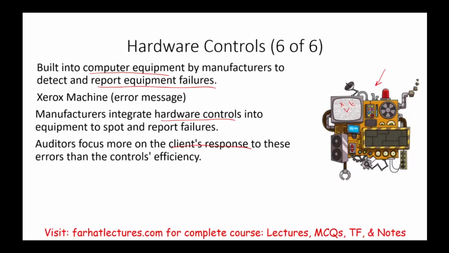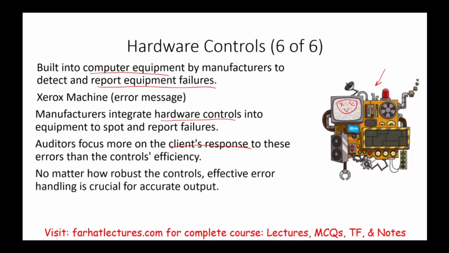You are looking at how the client, meaning the auditee, the company that you're auditing, manages those errors. Do they have people following up to make sure the equipment is running properly? For example, do they have an 800 number next to this error to call the manufacturer to send someone to fix it? Why do they do that? Because no matter how robust the controls, effective error handling is crucial for accurate output. If they don't follow up on the error to make sure the system is working properly, then we still have an issue.